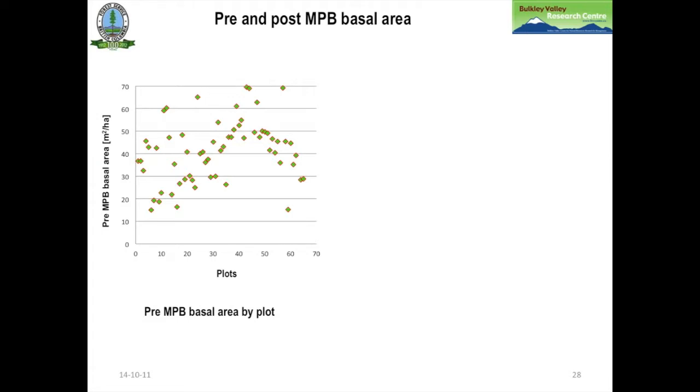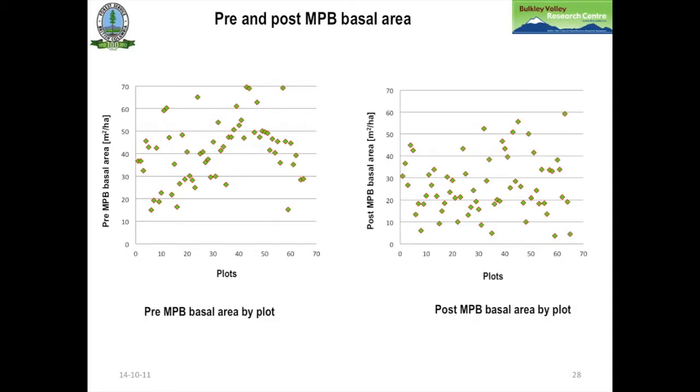This was the basal area of these permanent sample plots before the beetle. And this is the basal area after the beetle. And the most striking thing here, there's all this talk about devastation and death, and all the stands are being killed and there's nothing left. Well, I mean, this was kind of a random sample of our permanent sample plots, and this is pre-beetle, this is post-beetle.